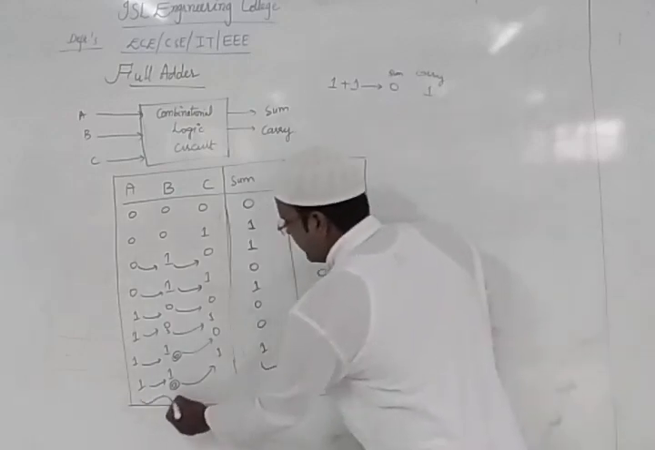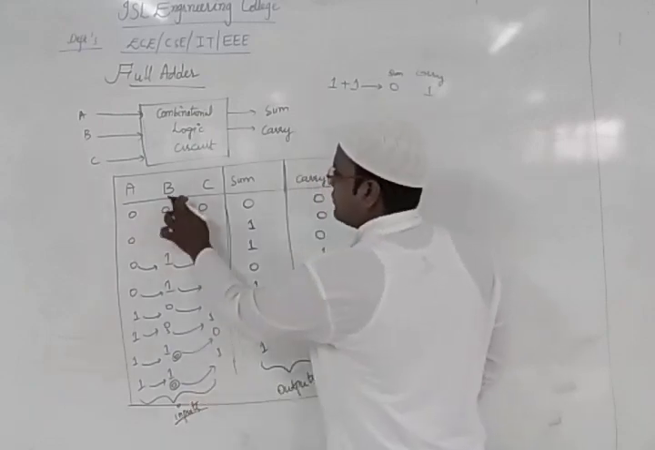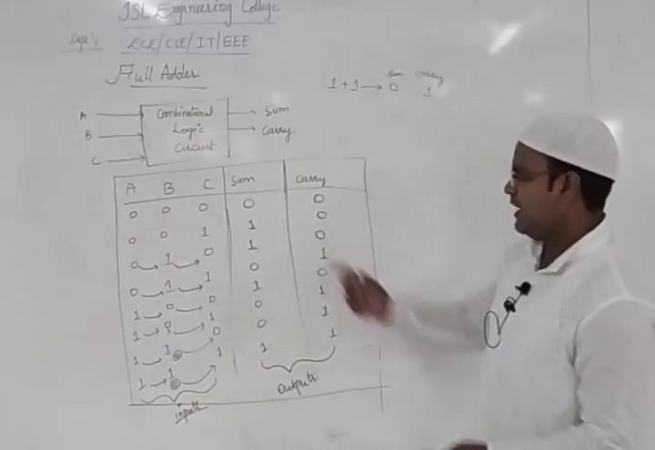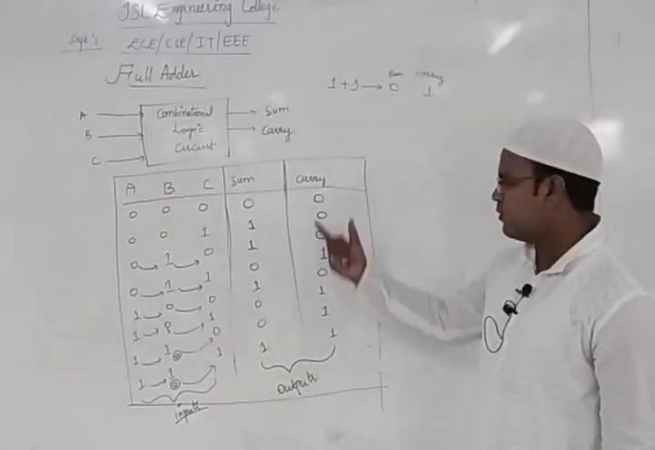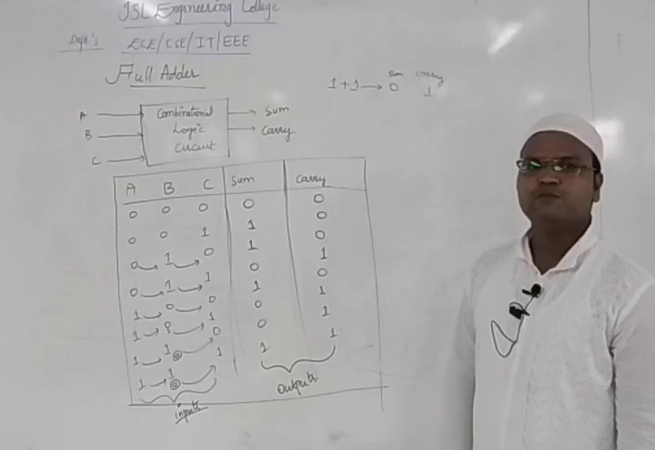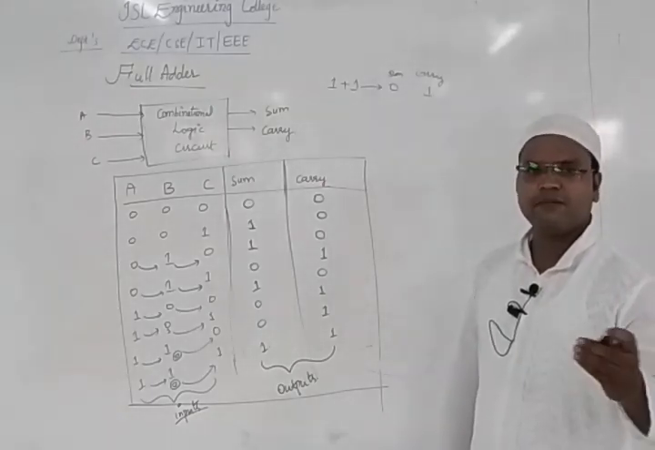These are our input values. So by taking these three inputs, since we have three variables A, B, C, we have one output for sum and another output for carry. So by knowing this, we can design three variable K-maps. One K-map is for sum, another K-map is for carry.